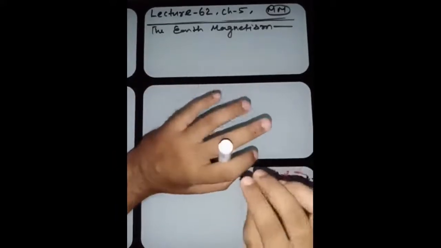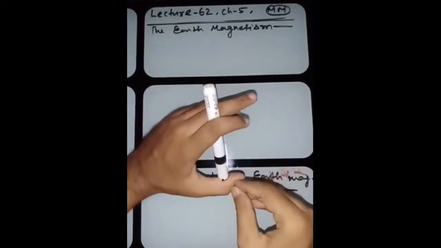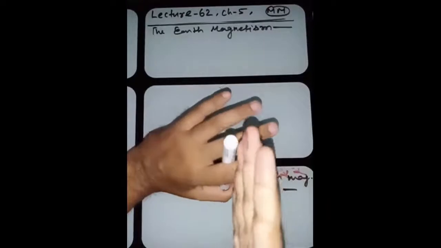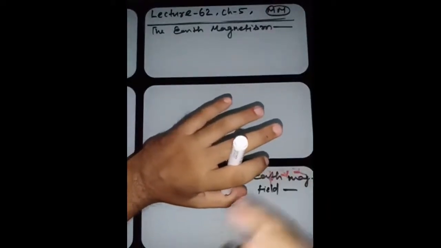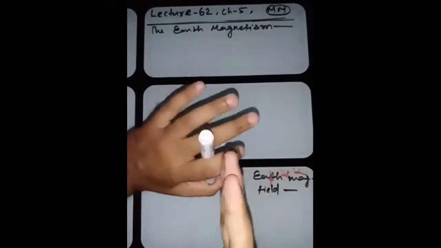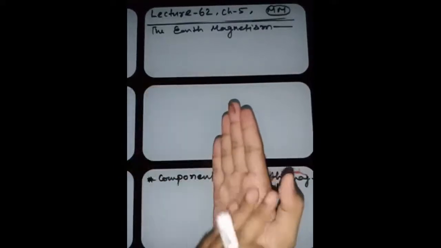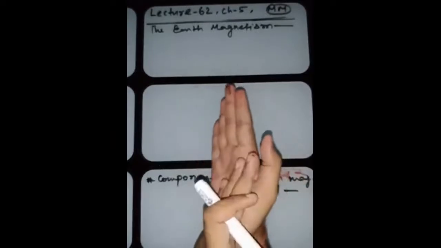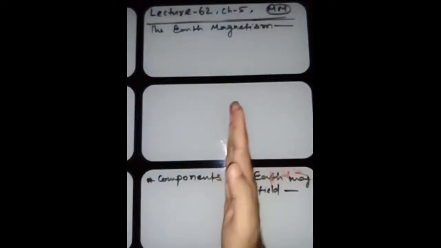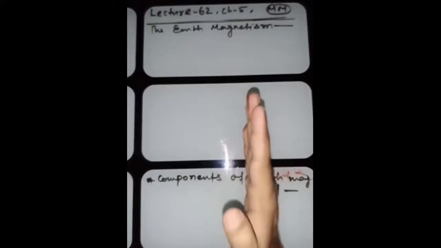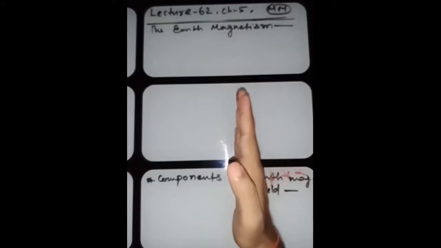So these two poles, the magnetic North and South, you will use to cut the Earth, maintaining the magnetic North and South in this way. You will find a plane, and that plane is considered the meridian. But which type of meridian? This is the magnetic meridian. My dear students, remember, this is called the magnetic meridian.